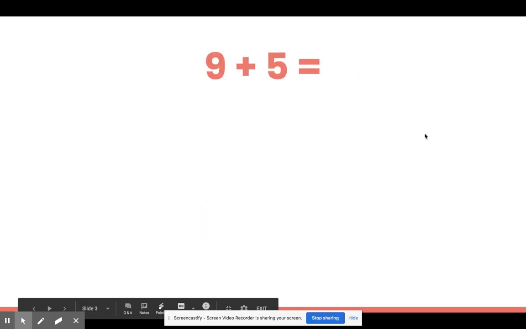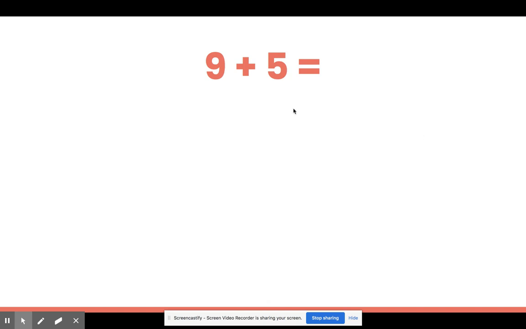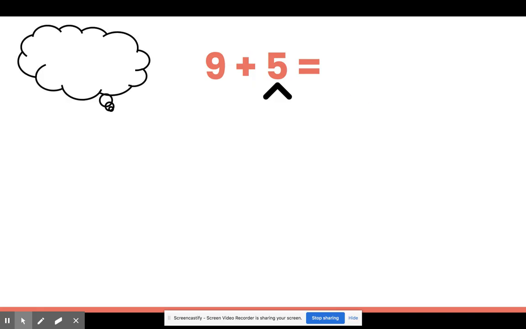Let's try another one. Here we have 9 plus 5. I know that I need to split my 5 so I can make a 10 plus fact. I'm going to make a group of 10 so that it will be easier to add. Okay, well, I have to think. What do I need to take away from 5 so that I can make a group of 10? Here's our 10 frame. I'm thinking about it in my mind.